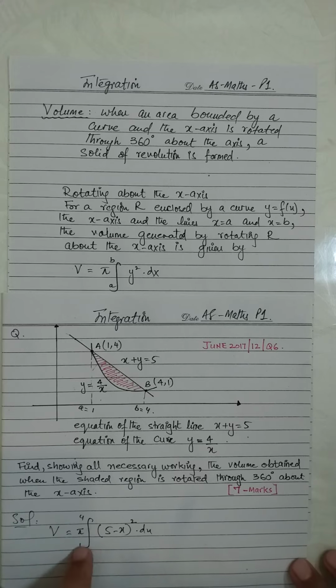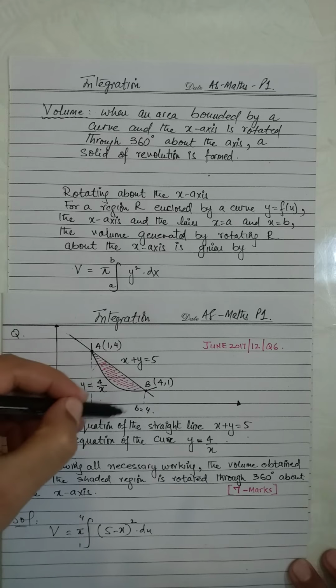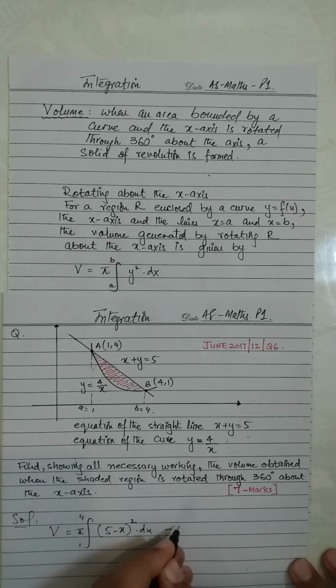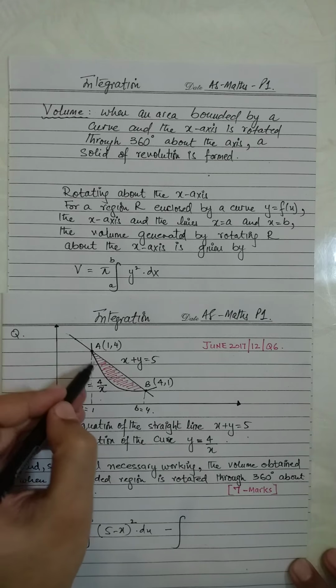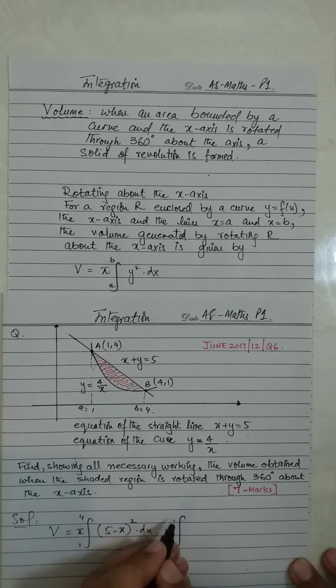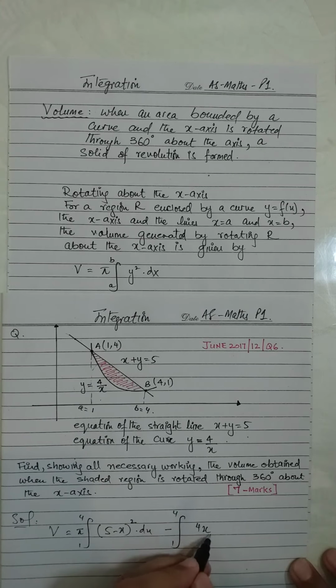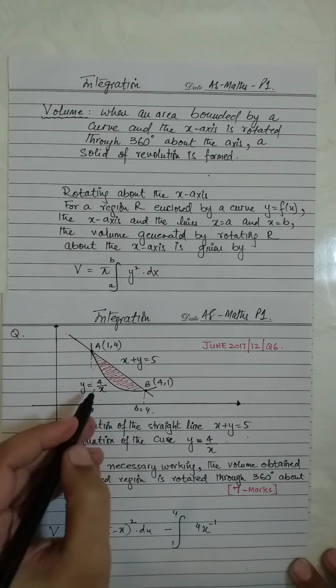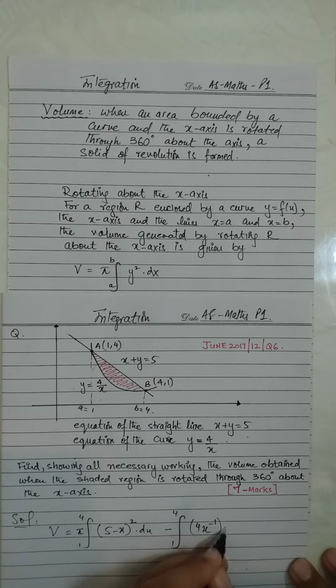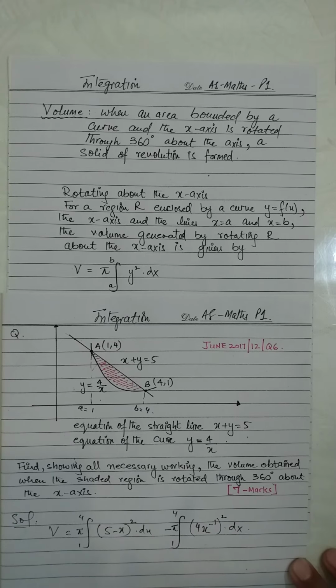So that's going to give me the volume under the line first, minus the volume under the curve, which is 4 and 1, same limits. The equation is 4 over x. Instead of writing 4 over x, I'll write this as 4x to the power of minus 1, with dx, multiplying this by pi and squaring this too.